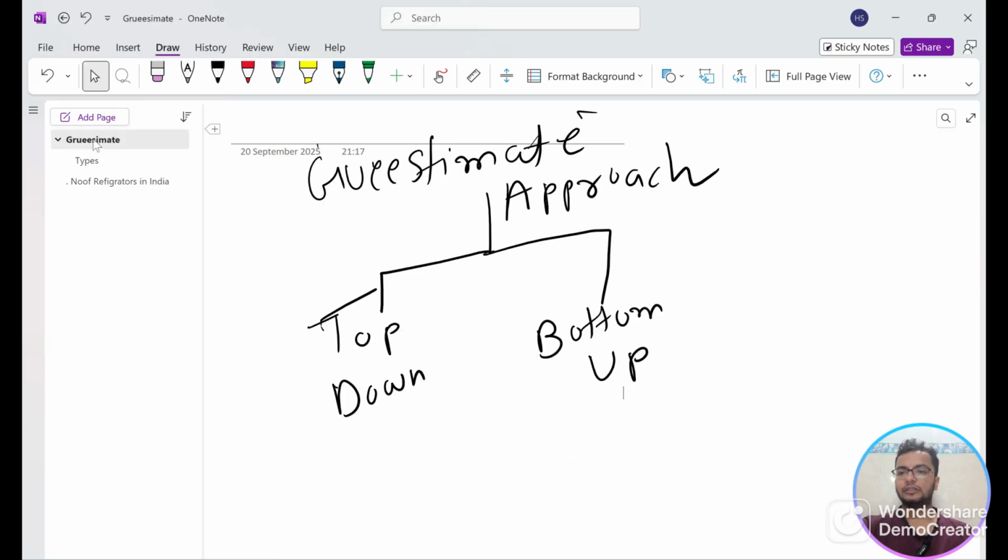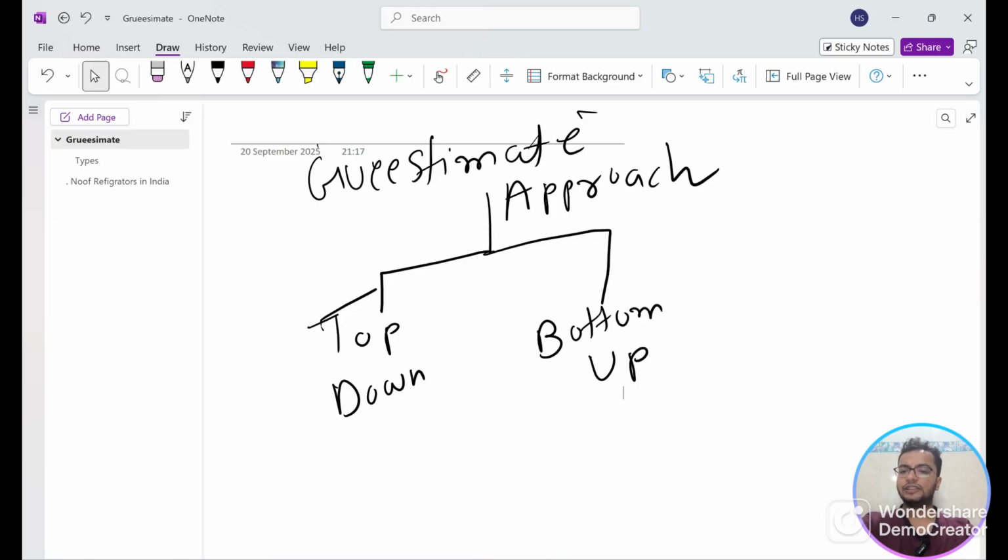Apart from that, there are two approaches with which you can solve a guesstimate. The first is the top-down approach, and the second is the bottom-up approach. I will demonstrate how to use both approaches, but there are guesstimates you have to solve with the top-down approach, and other guesstimates you have to solve with the bottom-up approach. The more you solve guesstimates, the better idea you get about how to solve them.